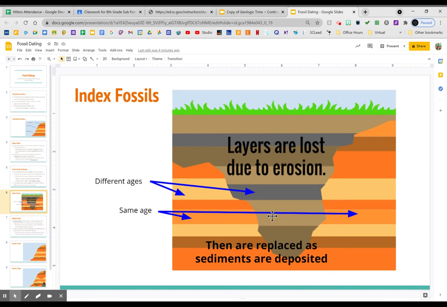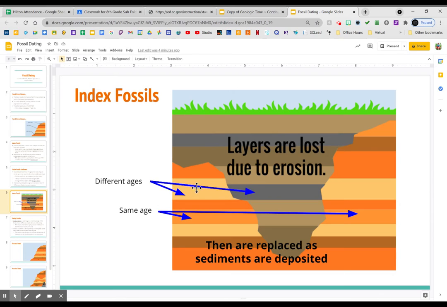All right, so we lose some layers due to erosion, but we've still got these layers here. So these are going to be older layers. The orange and brown are going to be older layers, and this gray and dark brown up here are going to be newer layers. Okay, so these two, even though they're really close to each other, are going to be different ages.